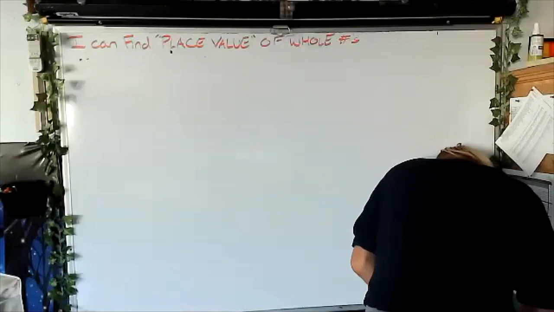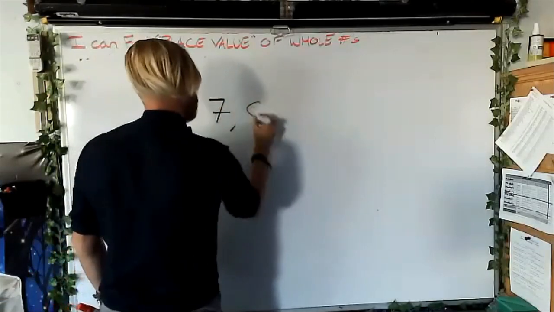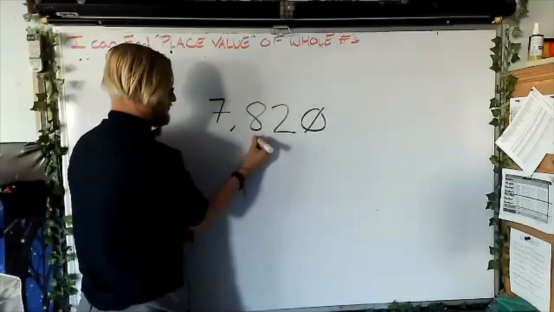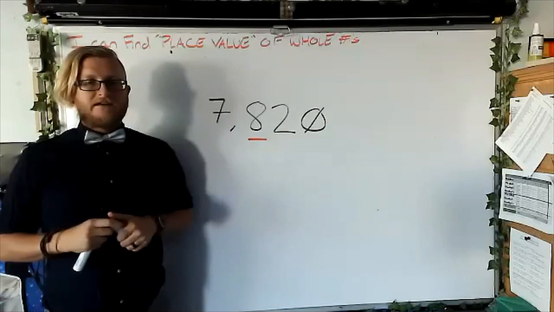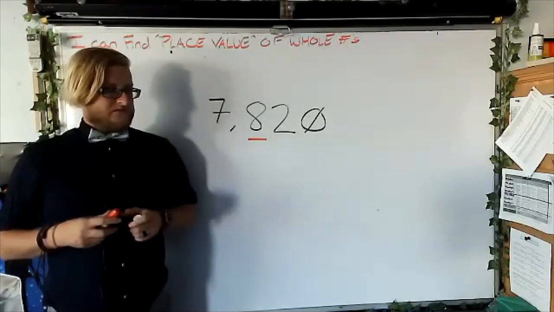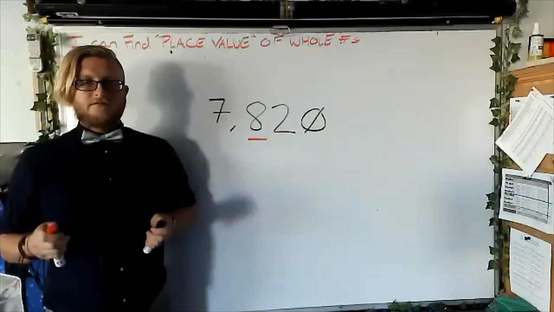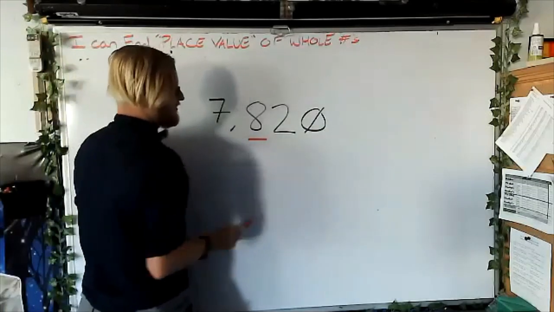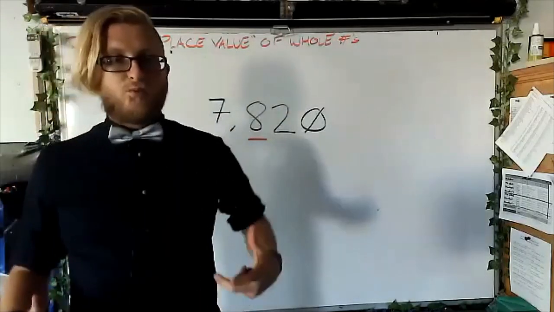Now, let's start with 7,820. Who can tell me what the value of that 8 is? The value. Not the place value, the value. 800. Yeah, perfect. 800. So it is an 8 in the hundreds place value, so it is 800. That is the value. That is how much it's worth.